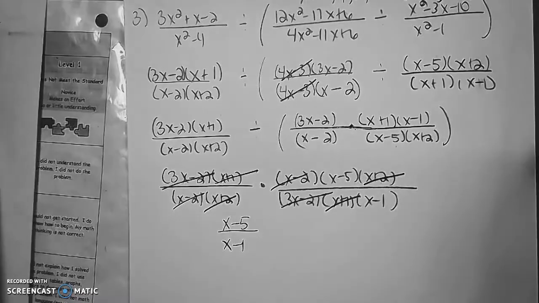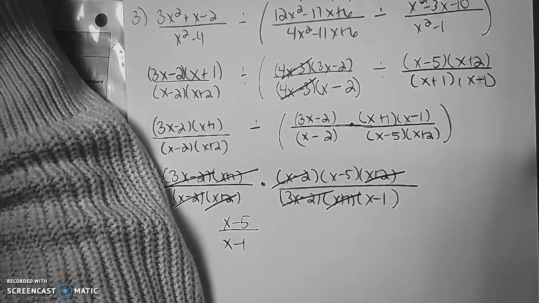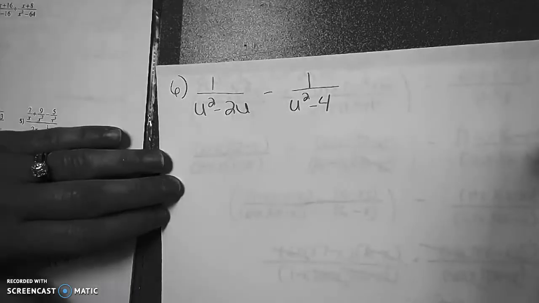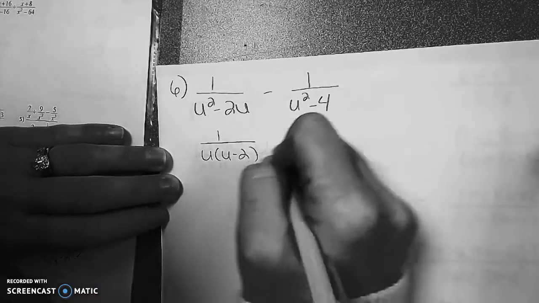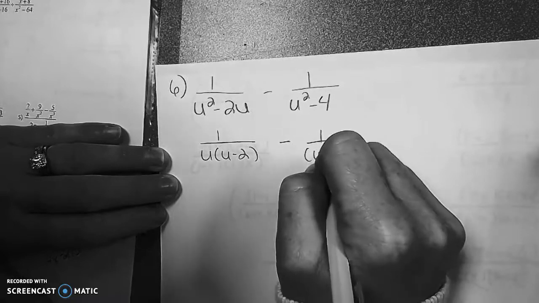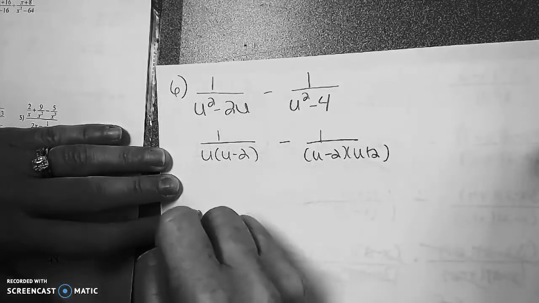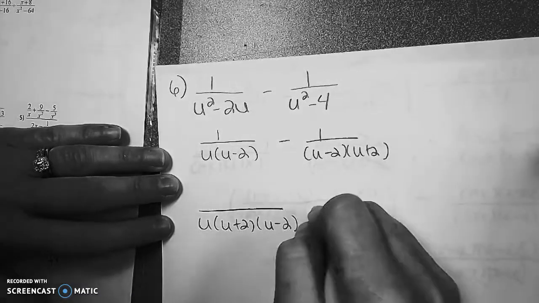All right. So the next one you guys asked about, I believe was number 6, but I'm going to pause the video and look at my Google form. So the next question you guys asked about is number 6. So number 6 is a subtracting problem. So we know that we want to factor in order to get a common denominator. And so the common denominator will be u plus 2 and u minus 2.